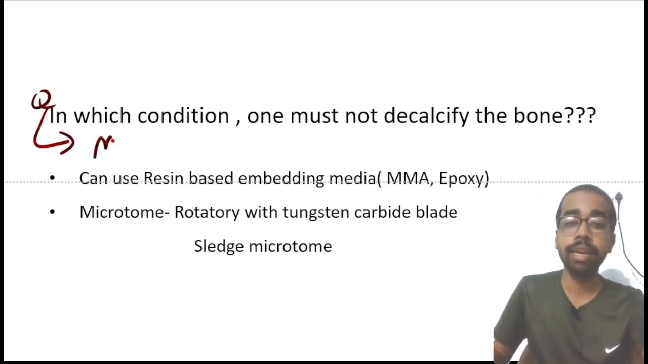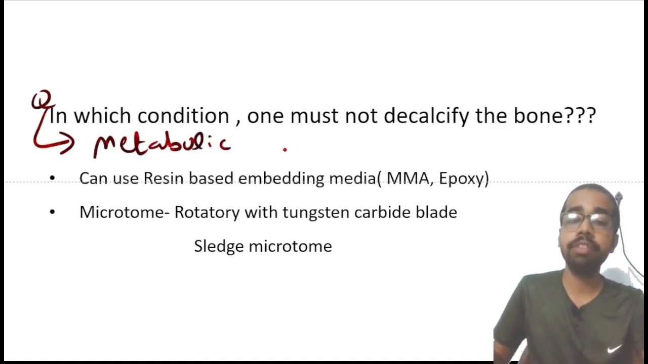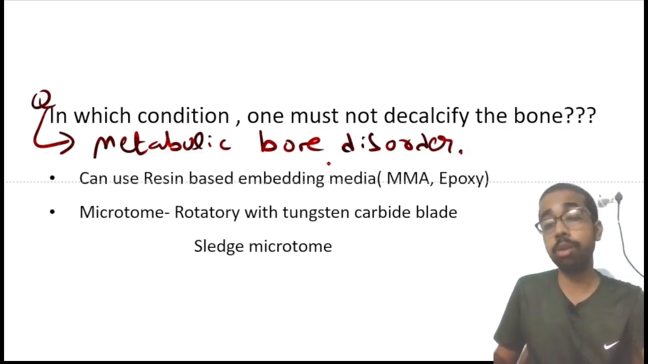Yes, that condition is nothing but metabolic bone disorders. Mind it, if you are dealing with metabolic bone disorders, never put the tissue in decalcification. Then how to cut it? How to cut the bone?